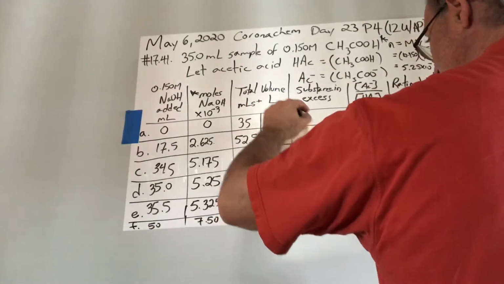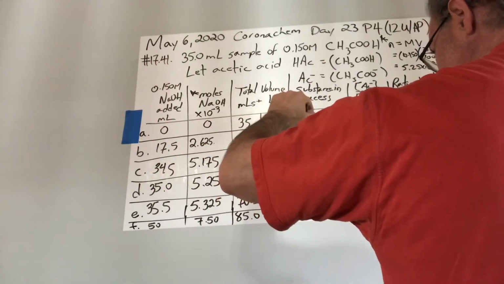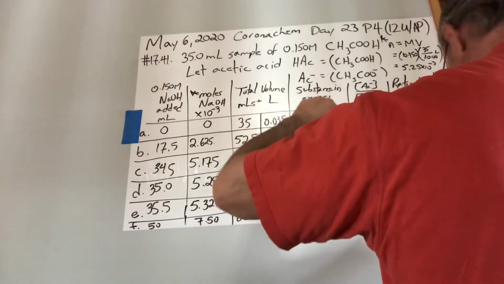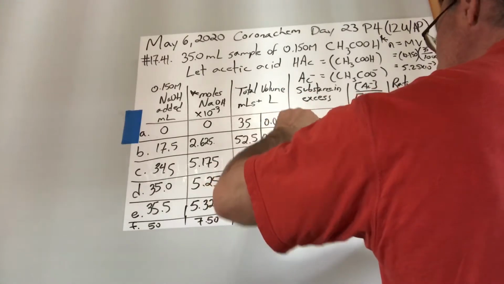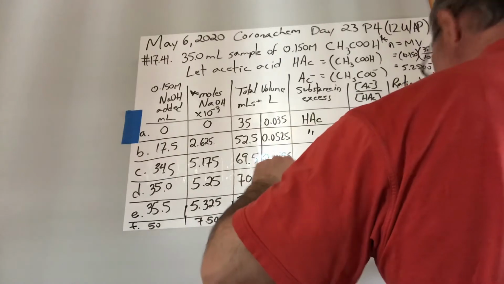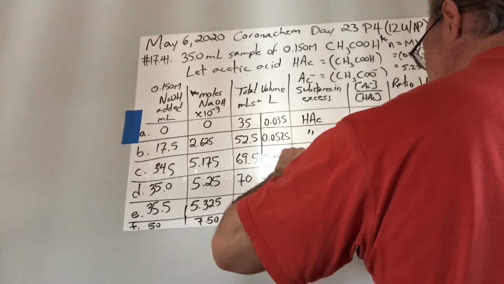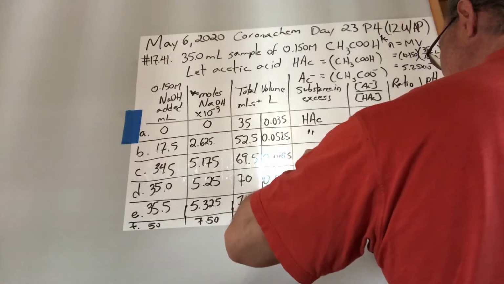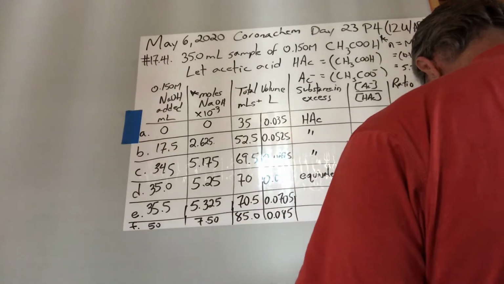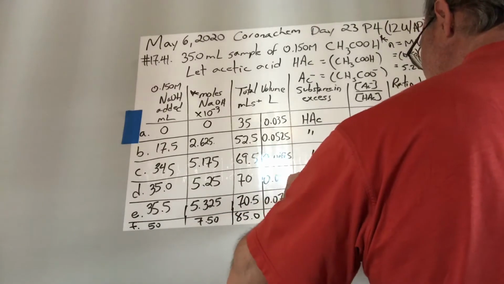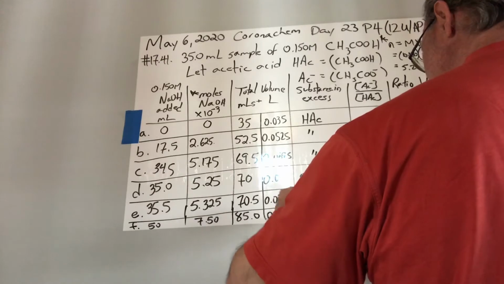In this case, it's the acetic acid. And the same with the next two. D is the equivalence point, so there is no excess. They're exactly equal amounts have been put into solution. And in the second half, sodium hydroxide is what is in excess.